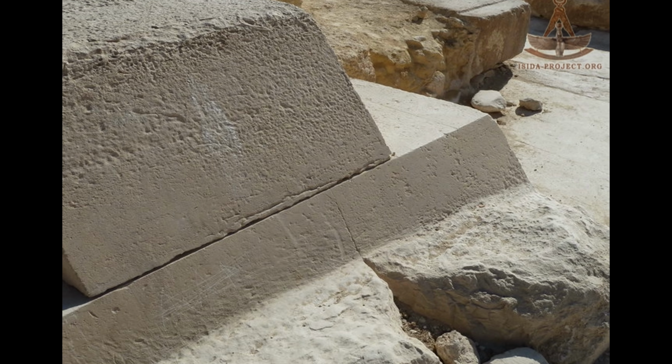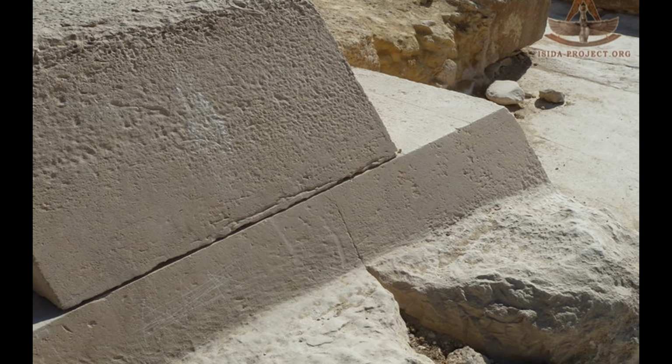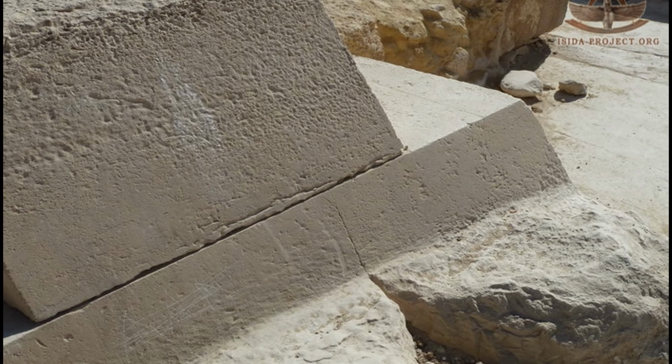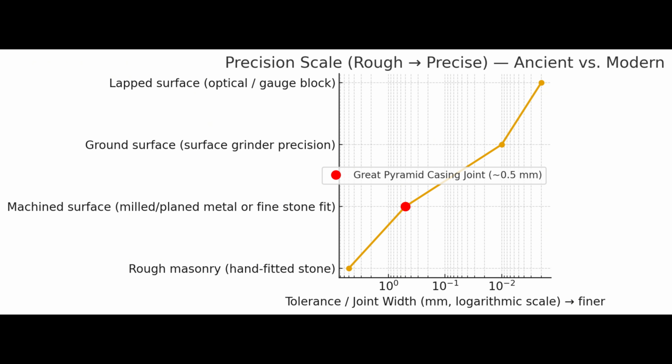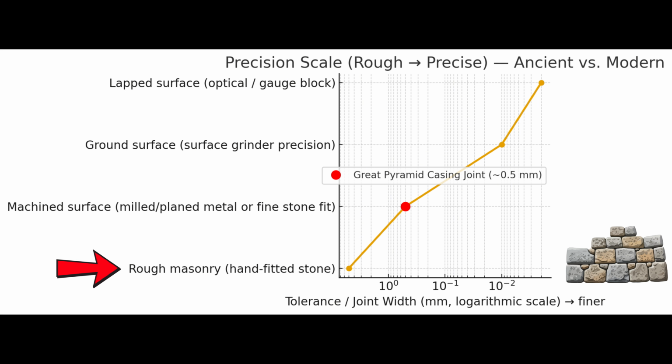Let's use those Khufu casing stones as an example, as they are the most precise joints I could find that have actual measurement data, even though we're not talking about flatness here. What you're actually looking at is a comparison of precision, a scale showing how closely different kinds of surfaces fit or align, from the roughest masonry all the way to the most exact lapped optical surfaces used in modern technology. At the far left, you see the broad tolerance range of rough stonework, gaps of several millimeters, the kind you expect to see from ordinary hand-cut blocks or rough-dressed ancient walls.